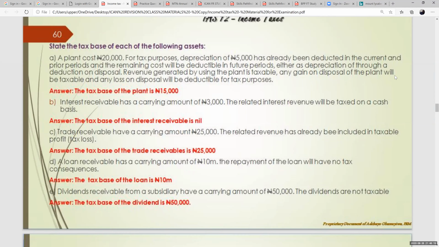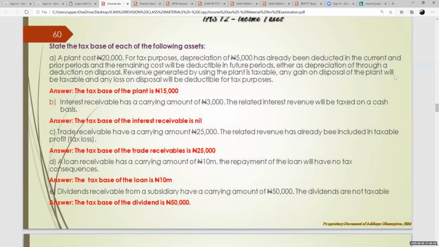But the law says that any interest revenue related to it will be taxed on a cash basis, similar to the question we just saw. If the law says that revenue will be taxed on a cash basis, whereas you have only accrued for it, such does not have a tax base, which was the conclusion I reached there. And that's the same conclusion we are confirming here.